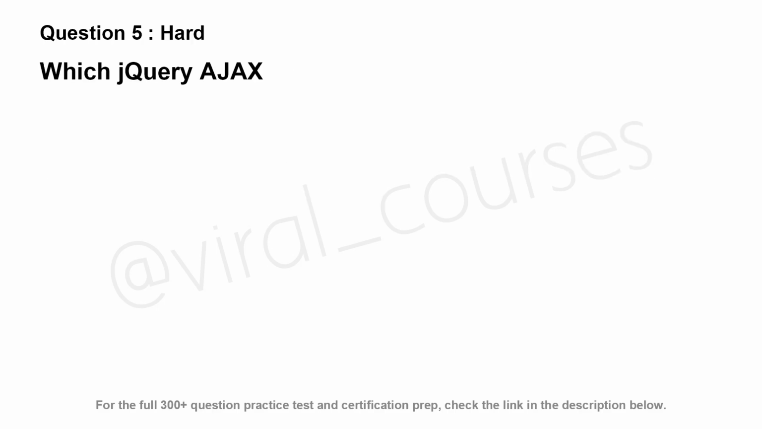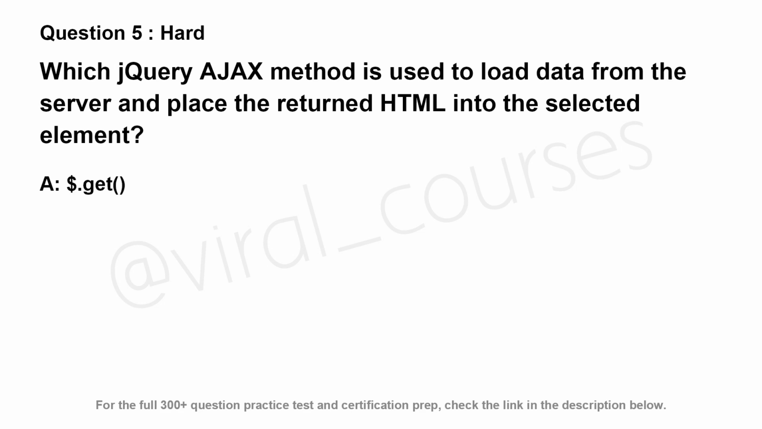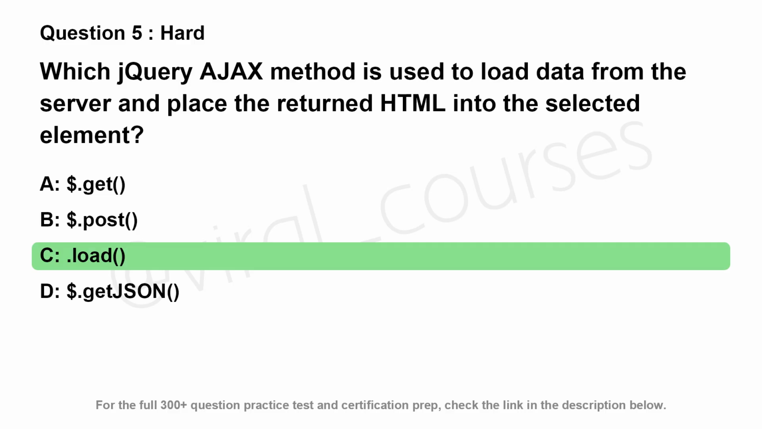Which jQuery AJAX method is used to load data from the server and place the returned HTML into the selected element? Option A, $.get. Option B, $.post. Option C, load. Option D, getJSON. The correct answer is C.